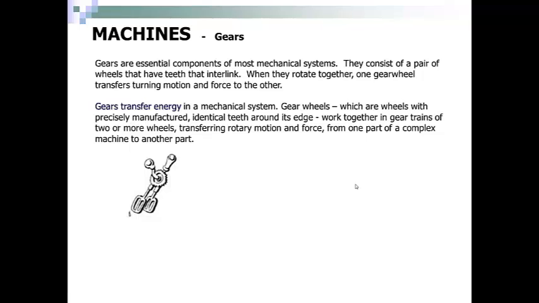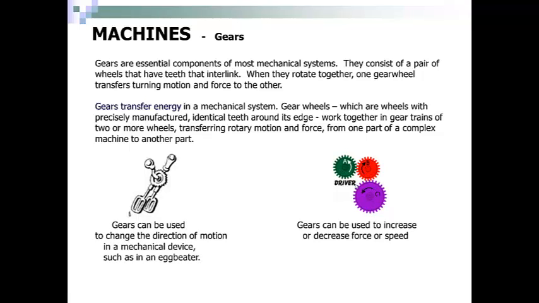Here's an example, an old-fashioned egg beater, as well as a group of 3 gears. Gears can be used to change the direction of motion in a mechanical device, such as in an egg beater. So you have rotational movement in one direction. This rotates in this direction, and the egg beaters rotate in this direction. Gears can also be used to increase or decrease speed or force.